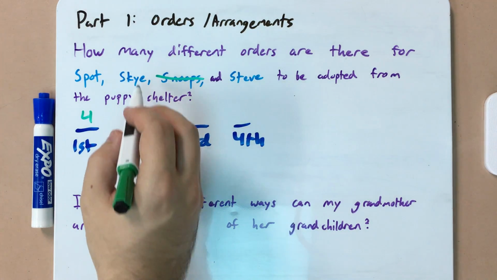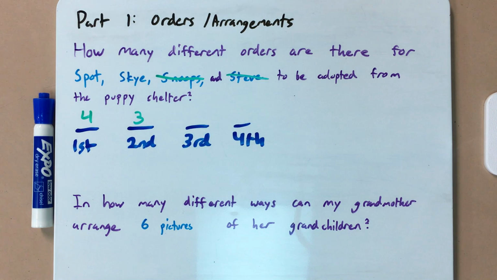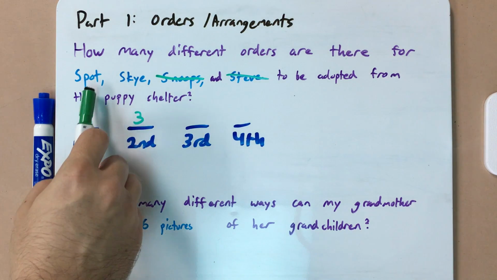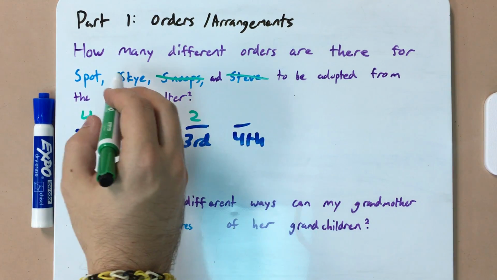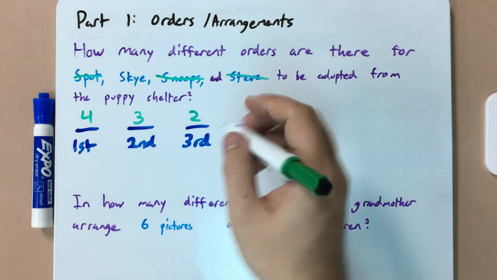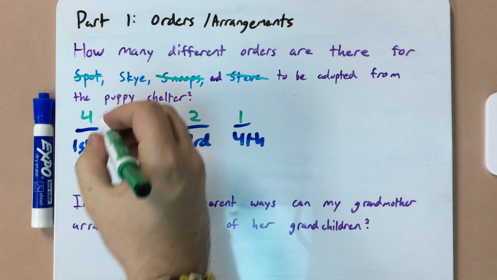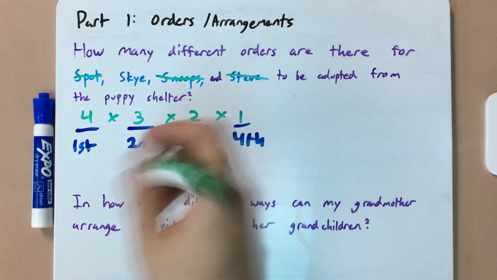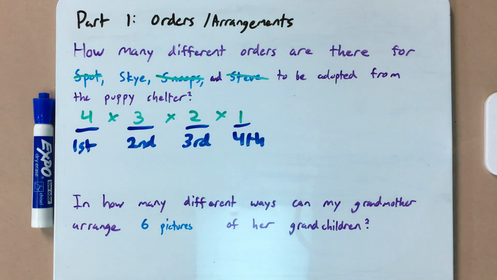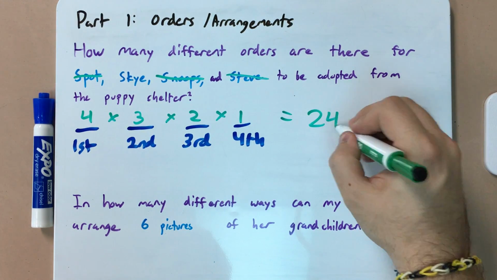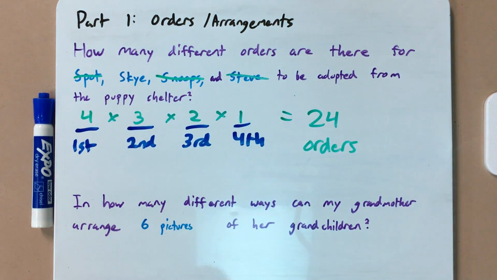Let's say the second puppy to be adopted is Steve. Someone decided they wanted a puppy with a human's name. Now for the third puppy to be adopted, there's just 1, 2 possibilities left. And let's say that Spot is next. Now Sky is the only puppy left to be adopted, and Sky is the only choice for the fourth puppy to be adopted. So now we would multiply all of these, 4 times 3 times 2 times 1, and that would give us 24 orders in which all 4 of these wonderful puppies can be adopted.